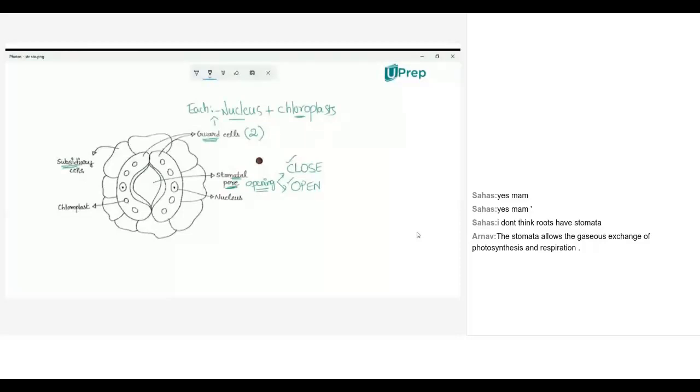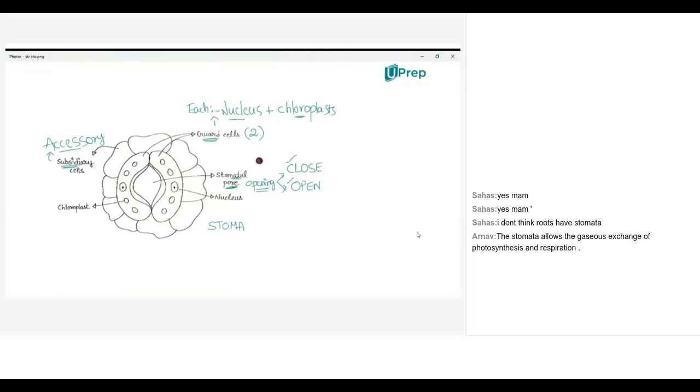Subsidiary cells are also called accessory cells. Okay, that is the other name for subsidiary cells. So the total structure, if you take, you'll have a stoma or stomatal pore surrounded by two guard cells. And around the guard cells, you'll have numerous cells called subsidiary cells or accessory cells. This whole structure is called the stomatal complex.